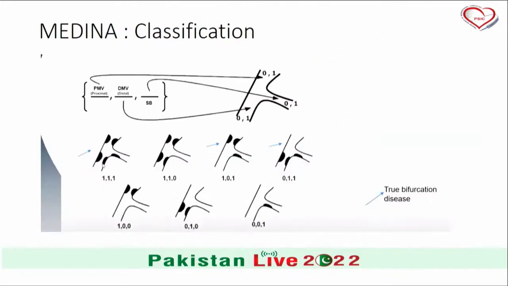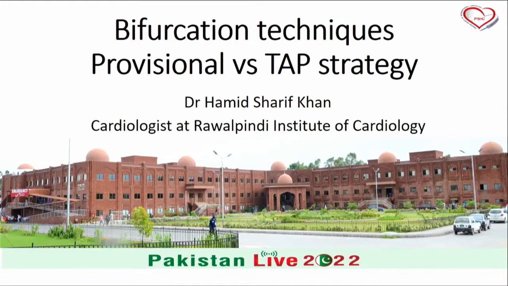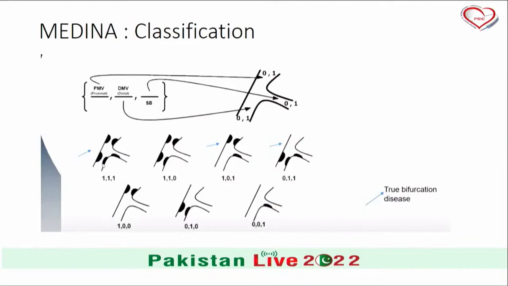So what we are going to do, we are going to discuss provisional versus TAP. As you all know, when it comes to bifurcation stenting, a lot of thought process has to go before you take the first step. And for that purpose, first of all, we will discuss the Medina Classification.